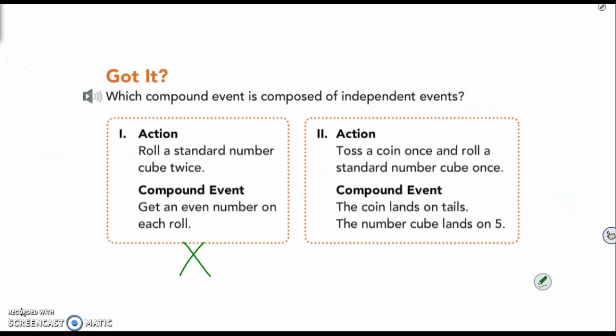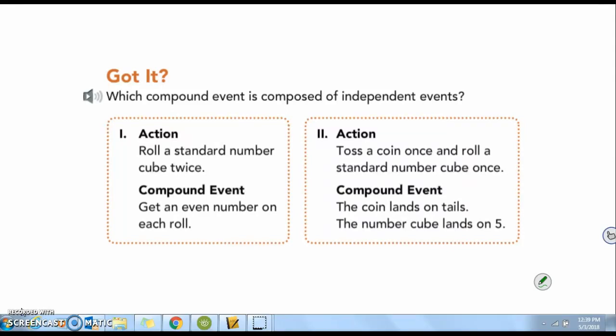Look at this example. Which compound event is composed of independent events? With number 1, the action is to roll a standard number cube twice. The compound event is get an even number on each roll. With example 2, the action is toss a coin once and roll a standard number cube once. The compound event, the coin lands on tails, and the number cube lands on 5. Which compound event is composed of independent events?